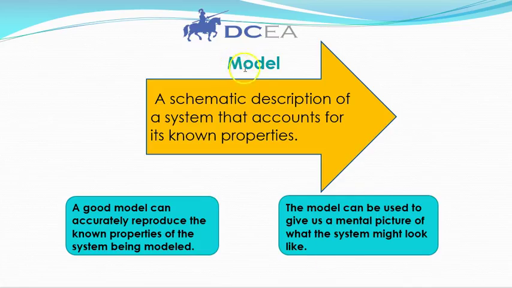So what's a model? What am I talking about when I say model? Well, it's a schematic description of a system that accounts for its known properties. When you think of models, you usually think about models of cars or something like that. But in science, we often have to model things that cannot be seen. So you learn how they work and how other things in nature behave, and we formulate ideas of what we think models look like. A good model can accurately reproduce the known properties of the system being modeled, and the model can be used to give us a mental picture of what the system might look like.